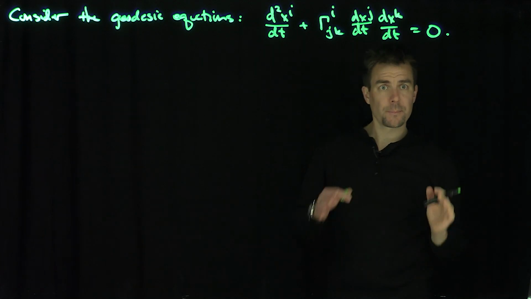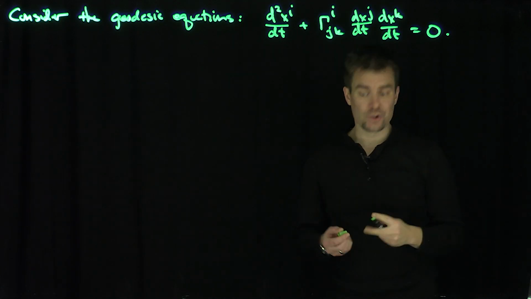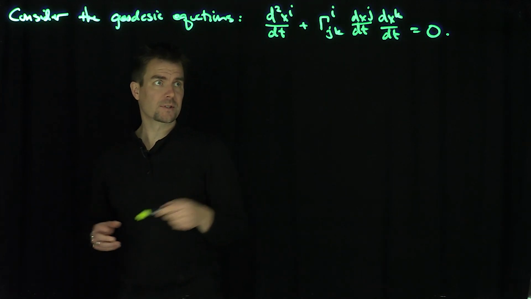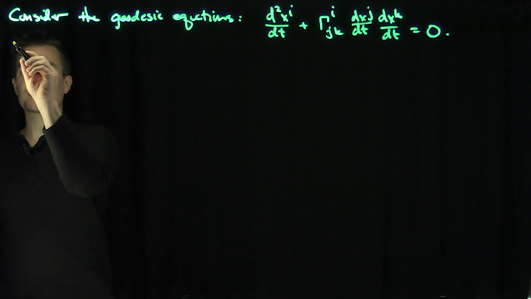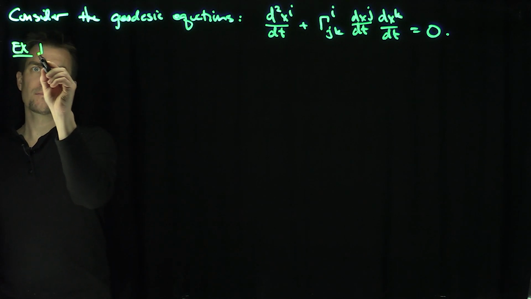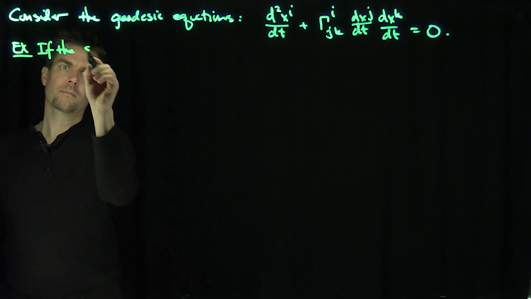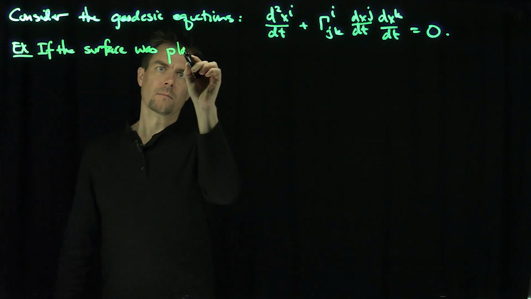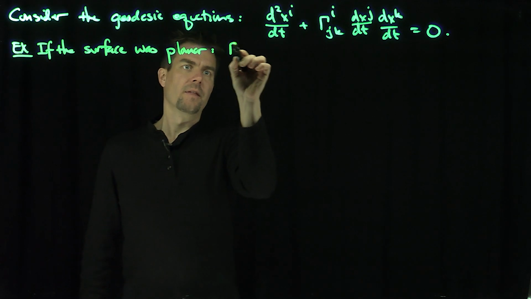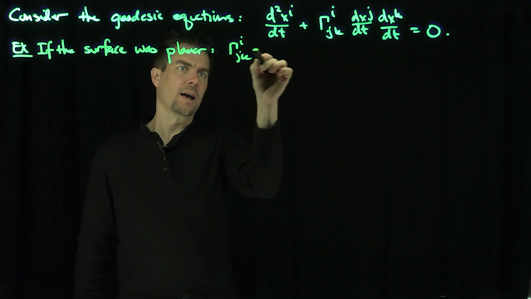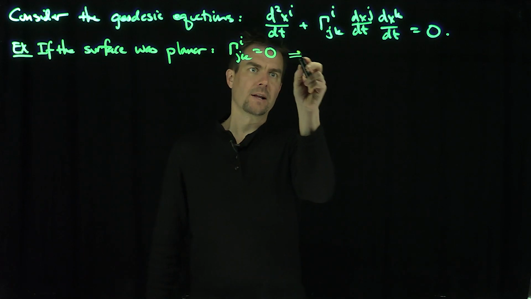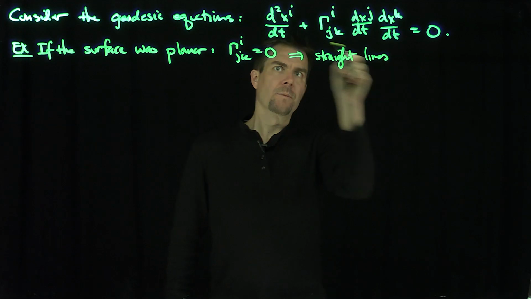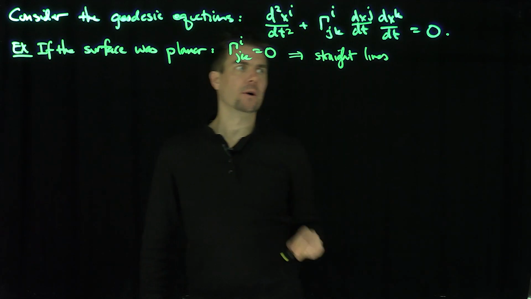And so let's look at some simple example surfaces to see if we can figure out what the geodesics are. What are the prototypical examples? Well, of course, you think of the trivial example, just a plane. So the simplest example is just a plane. Then Gamma^i_jk are equal to 0, and you get straight line solutions, so straight lines, because the second derivative is equal to 0, right?